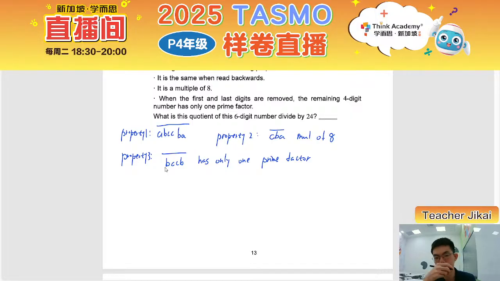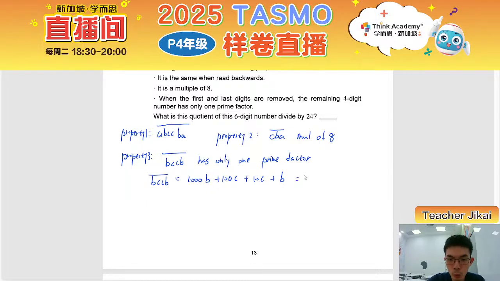Can we just do the prime factorization? No, because we don't know B and C. But we can know something about it, because we can use the place value principle, right? The 1000th digit and 1st digit is B, and the 10th digit and 100th digit is C. So BCCB, we know it is thousands, we have B, so 1000B. Hundreds, we have C, so 100C, and tens C, and B on the 1st digit.